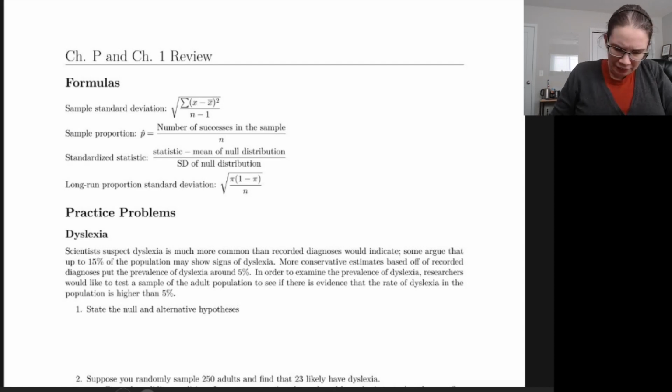All right, let's go ahead and work through a problem here and see whether we can use the steps of statistical investigation to figure out whether dyslexia is a more common thing than the recorded diagnoses would indicate.